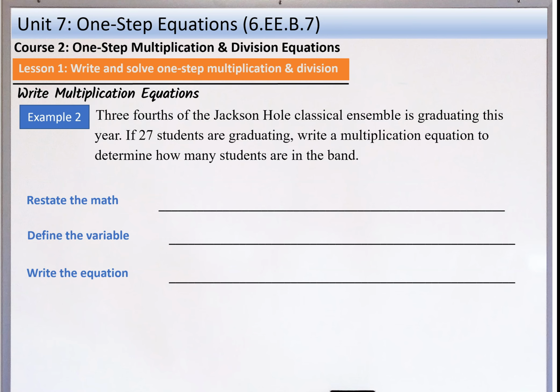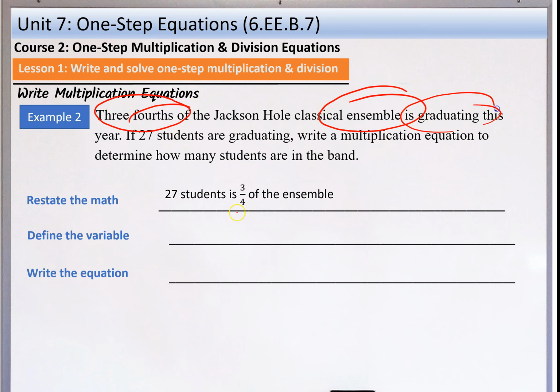3/4 of the Jackson Hole Classical Ensemble is graduating this year. If 27 students are graduating, write a multiplication equation to determine how many students are in the band. So 27 students is 3/4 of the ensemble. It says 3/4 of the ensemble is graduating. If 27 students are graduating, then write a multiplication equation to determine how many students are in the entire band. And ensemble and band are the same thing.